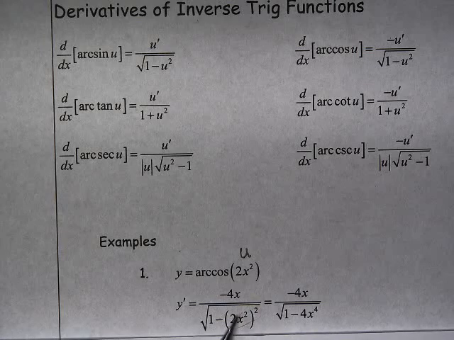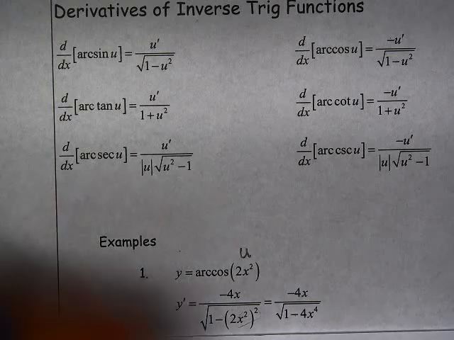So we got to do a little simplification here. This is 2 squared and x squared squared, so we get 4x to the 4th. There's our derivative.